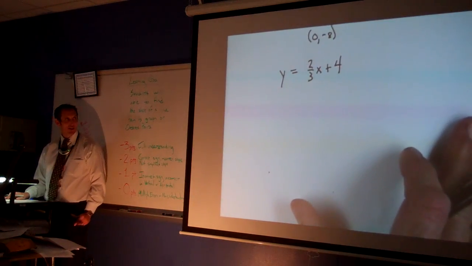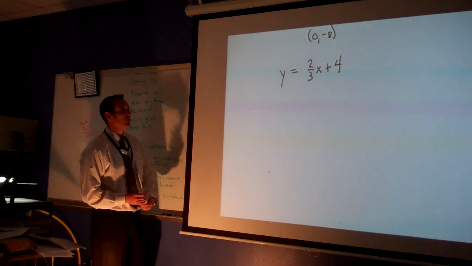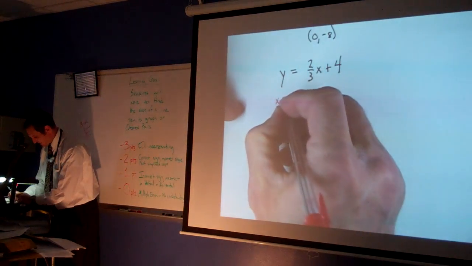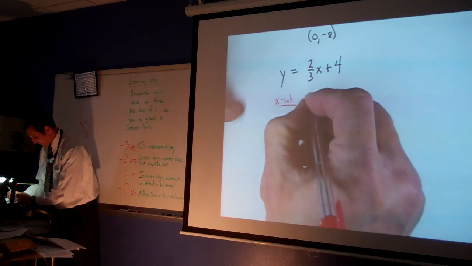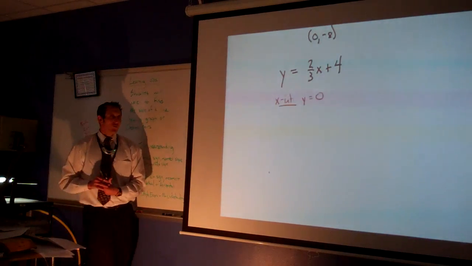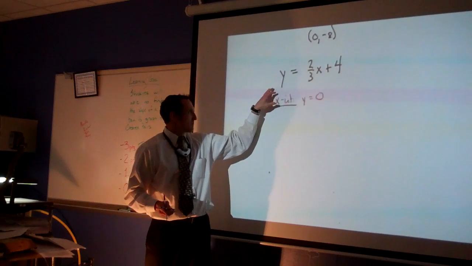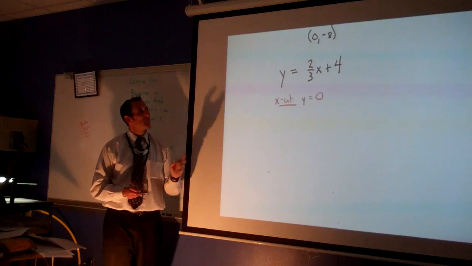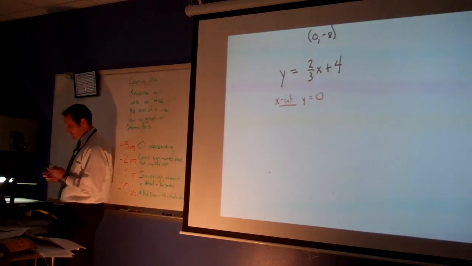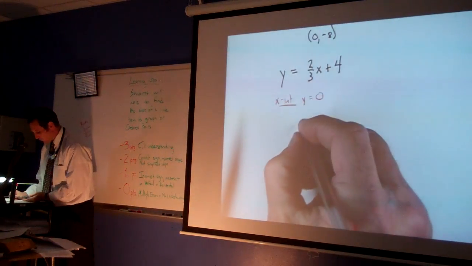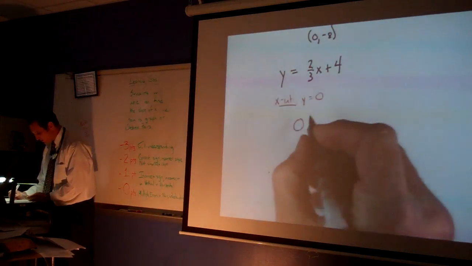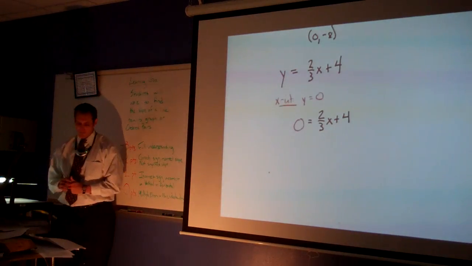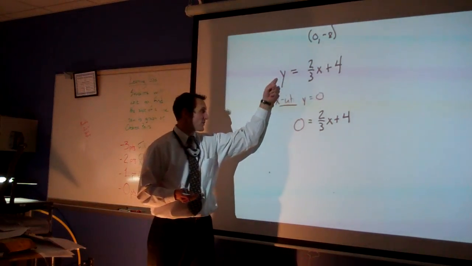Oh no, there's a fraction. But remember, we're looking for the x and y intercepts. The x-intercept is when y equals 0. So if we have an equation that has y by itself, and we'll get into that later, there's way easier ways to work with this. But when y is by itself, we still substitute 0 for y. Instead of saying y equals, we have 0 equals 2/3 x plus 4.